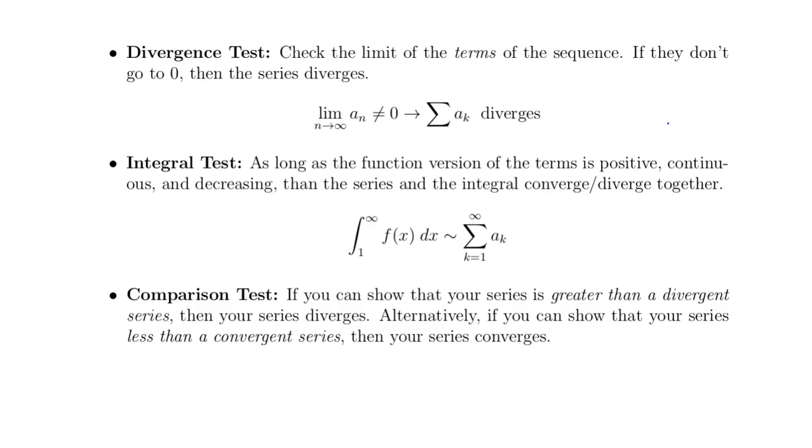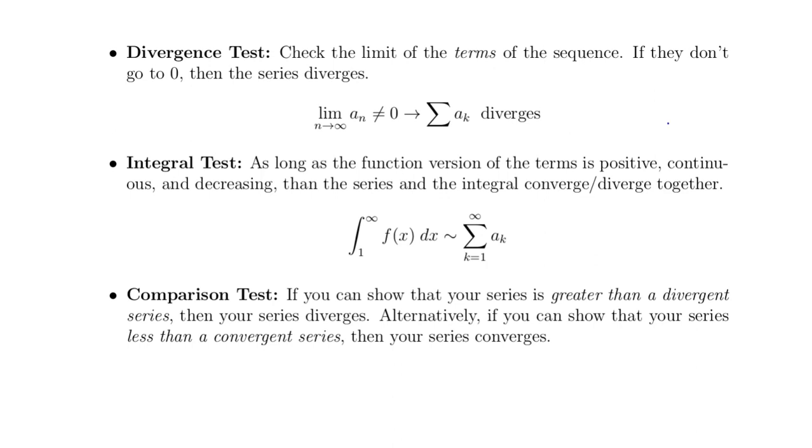Here's a recap of our tests. We're going to start off with the divergence test. Remember, the divergence test says take a look at the limit of the terms themselves. If they don't go to zero, then the series has to diverge. Then we can also notice that the opposite is not true. If the terms go to zero, it's not true that the series is going to converge necessarily. We don't really know anything if the terms go to zero. We say the divergence test fails.